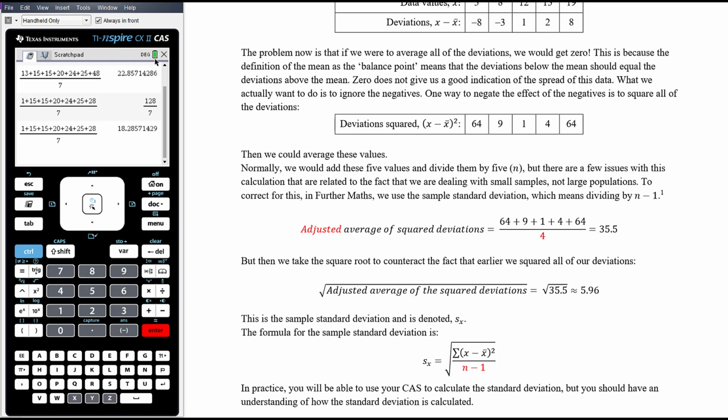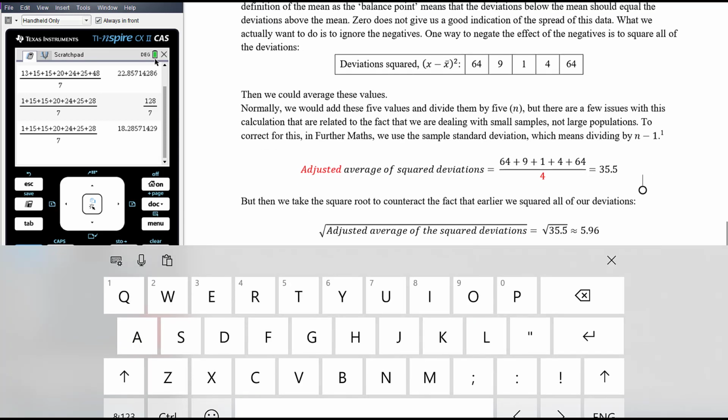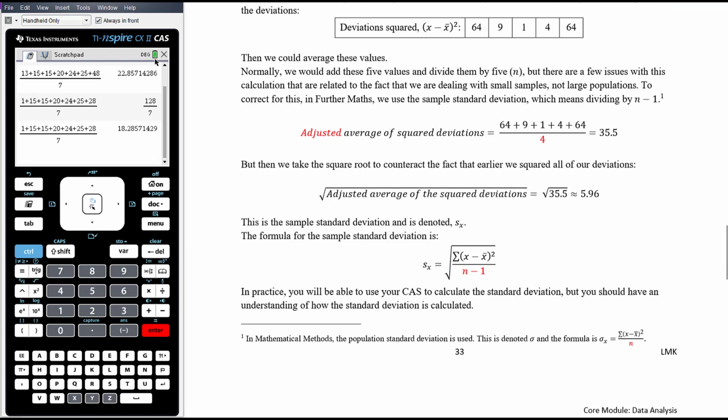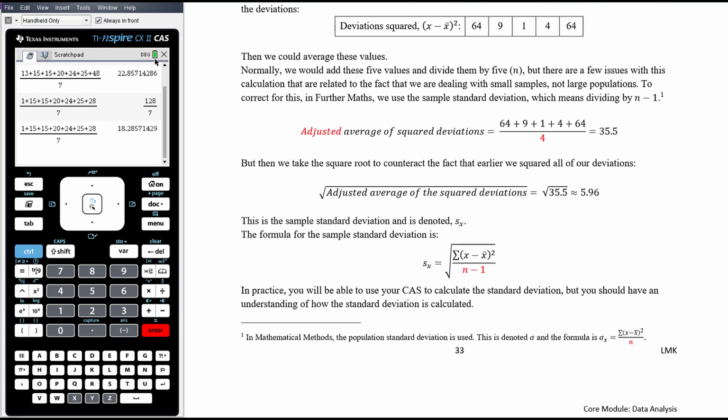It's an adjusted average. Again, you don't really need to understand that or why. You're not going to have to work out this process. I just want to give you a sense of what's happening with the standard deviation, what the standard deviation is actually calculating. We'll be able to use our CAS to do the calculation for us.